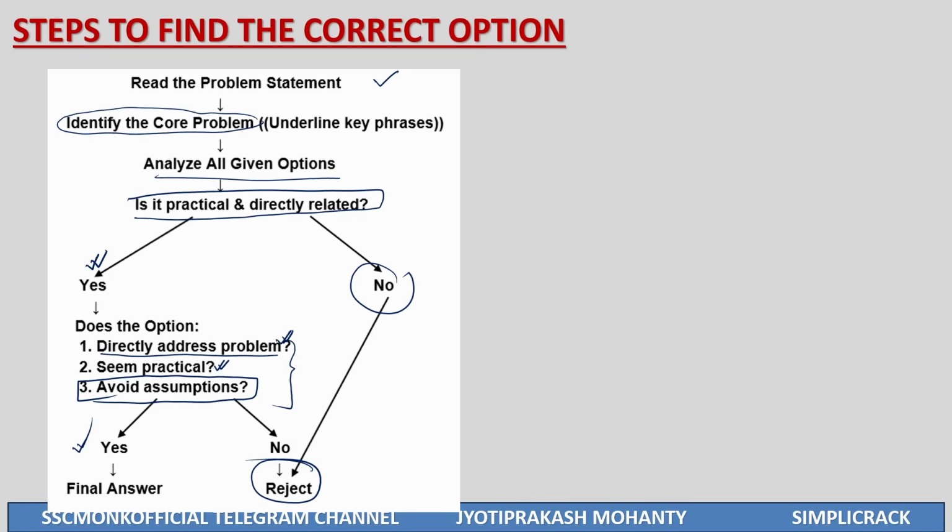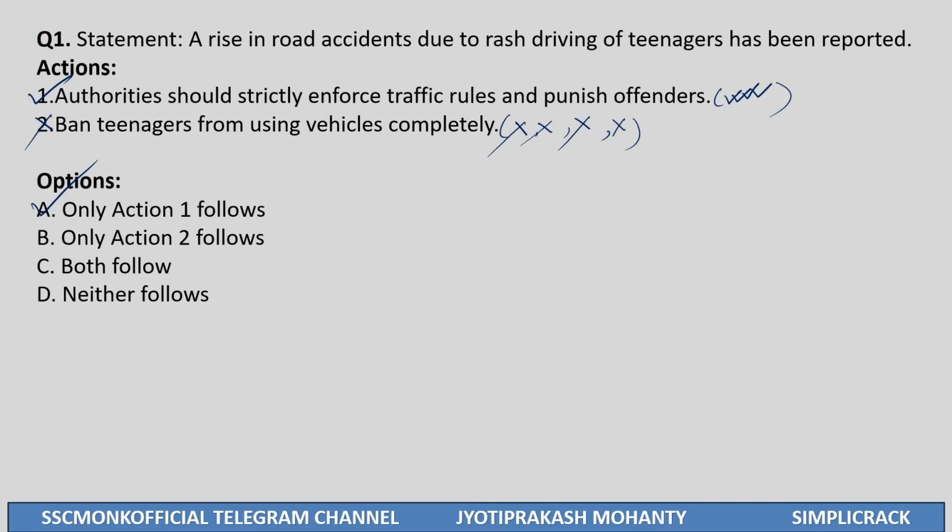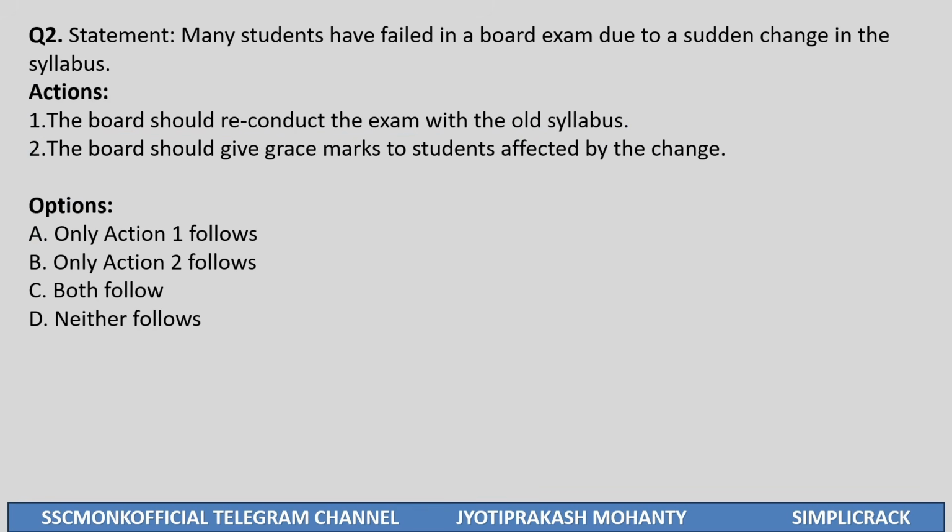Clear what I did? I approached this by checking that the options are practical and directly related. Now, is it addressing the problem? Yes. Is it practical? Yes. Is it free of assumptions? Yes. Then I am selecting the first option. In the second option, it is my assumption that if I ban, it will solve the problem, and it is impractical. That's why it cannot be my right action. Clear?